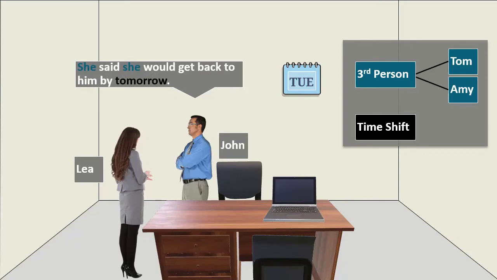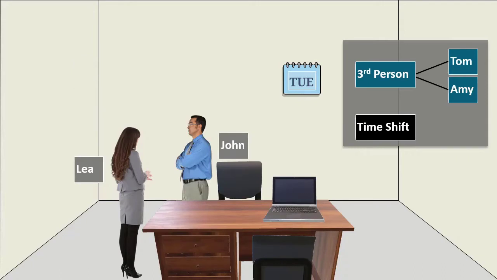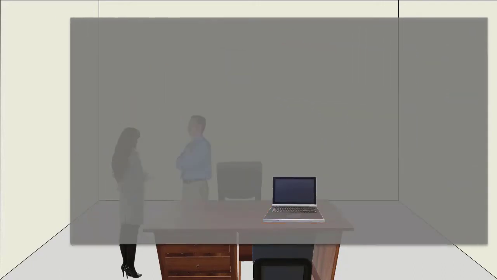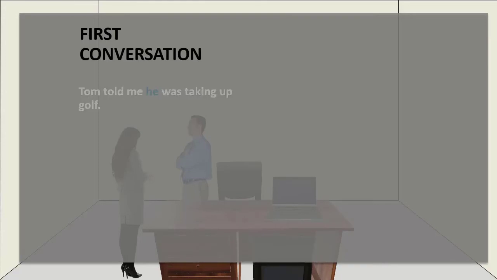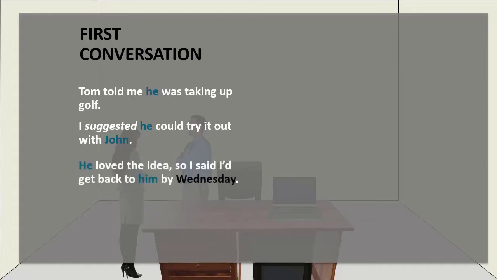In the two dialogues, there are perspective shifts of both person and location. Let's bring back those sentences and highlight the shifts. As we can see from the first conversation, Tom told me he was taking up golf. He refers to Tom from an earlier conversation. I suggested he, Tom, could try it out with John, one of her colleagues. He loved the idea, so I said I'd get back to him by Wednesday. As of today's conversation with Leah, it's Monday and Wednesday is 2 days away.